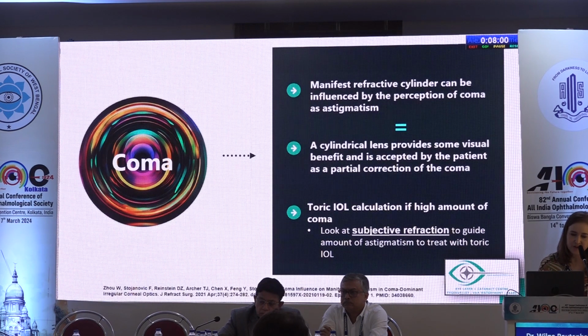And it is important to note that when we look at coma, the manifest refractive cylinder can be influenced by the perception of coma as astigmatism. So a cylindrical lens can provide some visual benefit and is accepted by the patient as a partial correction of the coma. So in toric intraocular lens calculation, with a high amount of coma, it is important to look at the subjective refraction to guide the amount of astigmatism to treat.